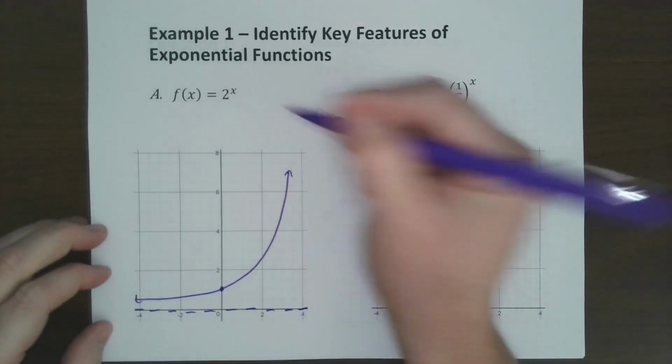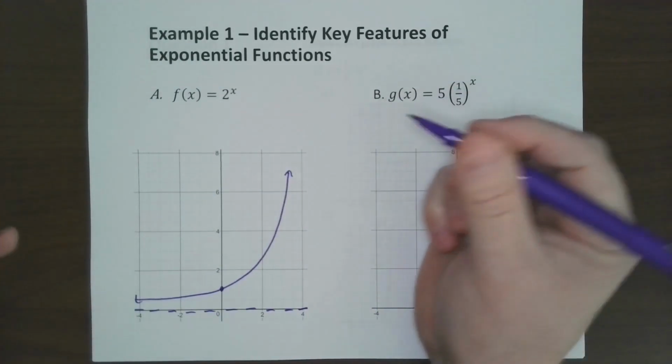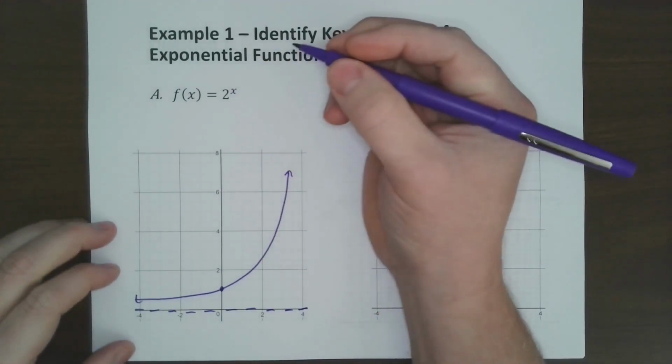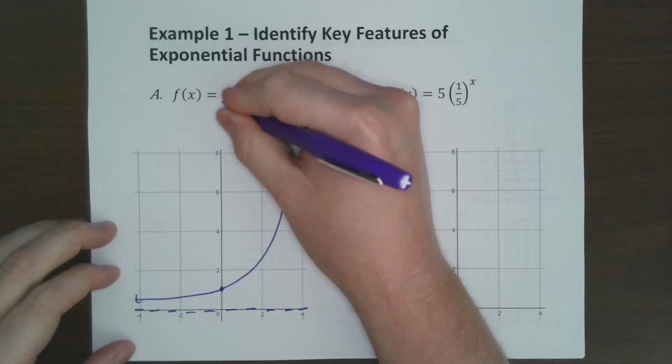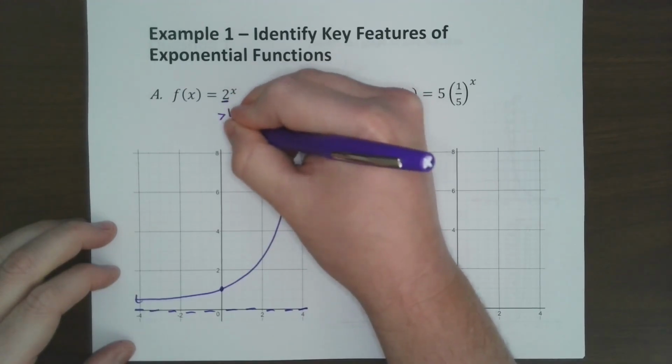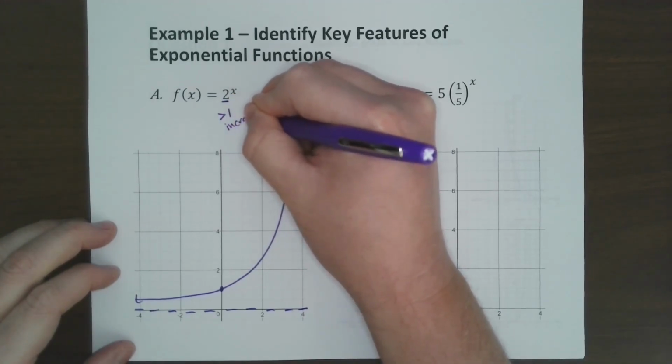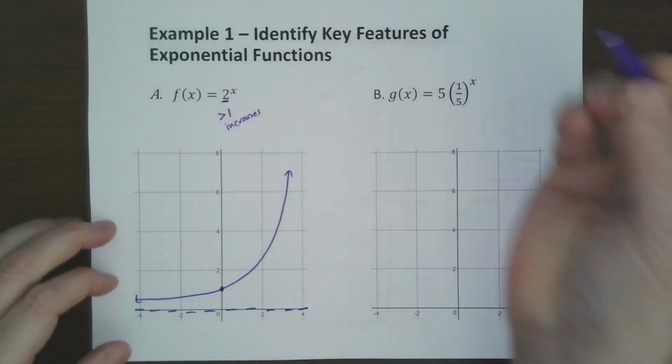So basically, since 2 is bigger than 1, we get an increasing graph. So if this number here is greater than 1, it increases, or as they call it, a growth.